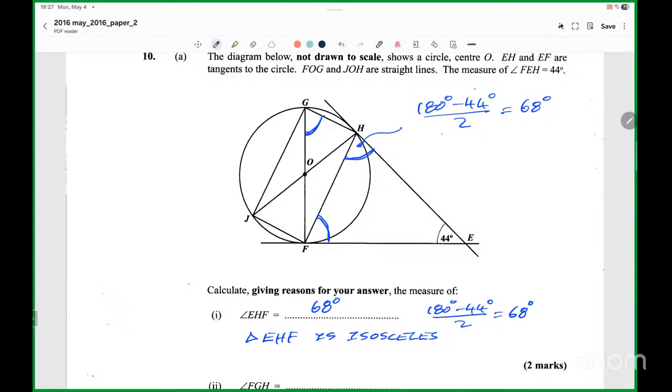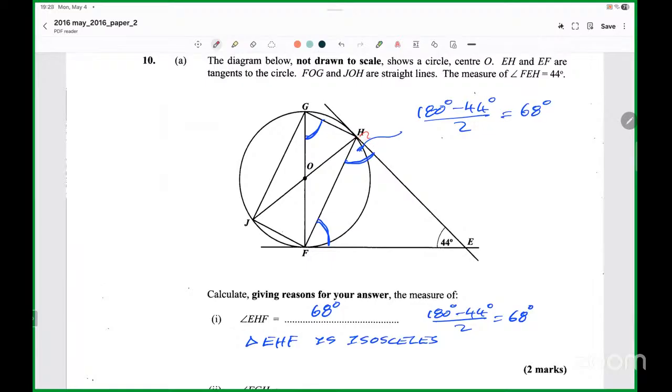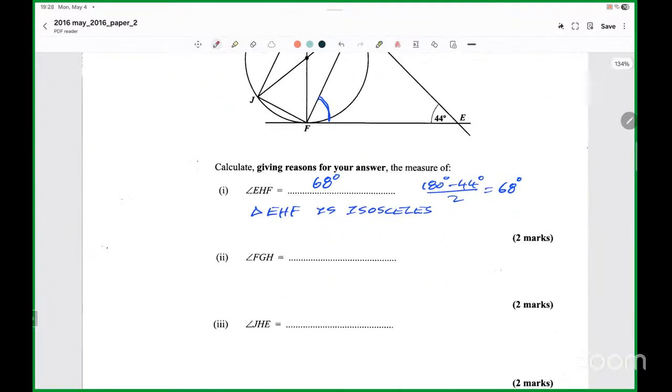Now the angle that I want is subtended by this chord. See that? And the chord is making this 68-degree angle with the tangent over here. The angle between the tangent and the chord will always be equal to the angle subtended by the chord. So that angle here is also 68 degrees. Tangent and chord rule. So this angle equals 68 degrees.